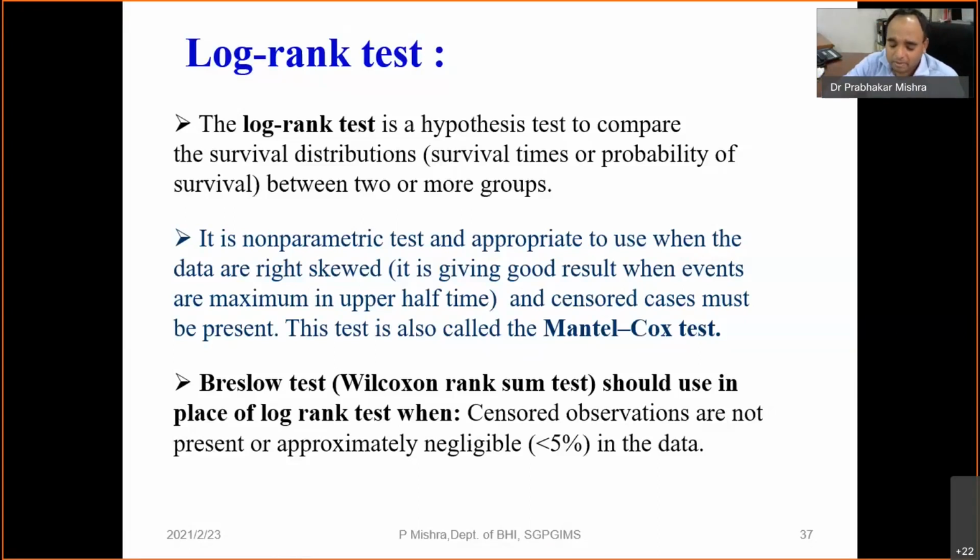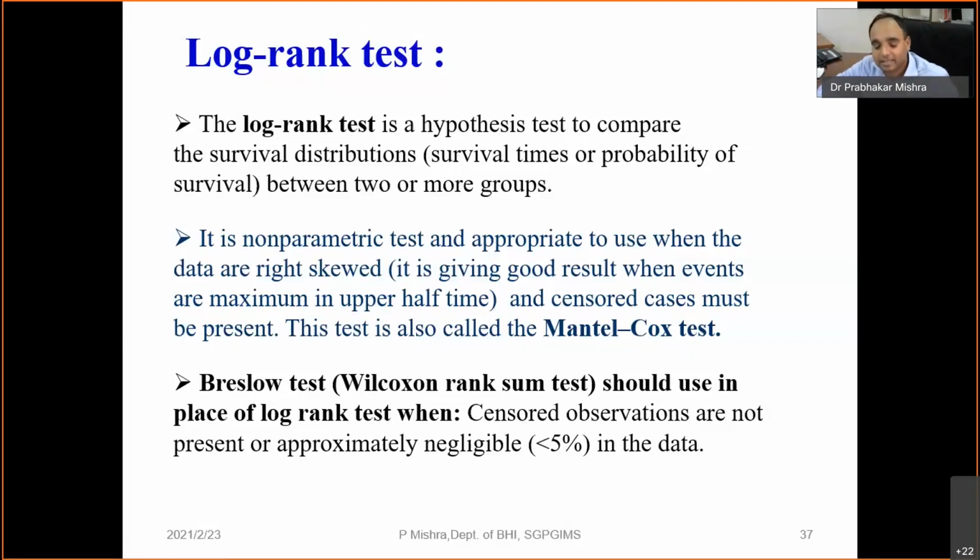It is good when most of the events are happening, meaning 50% of the time has passed, it means the upper half. If most of the events are happening in the upper half, then in that situation the log-rank test is the better method to use to calculate the p-value.